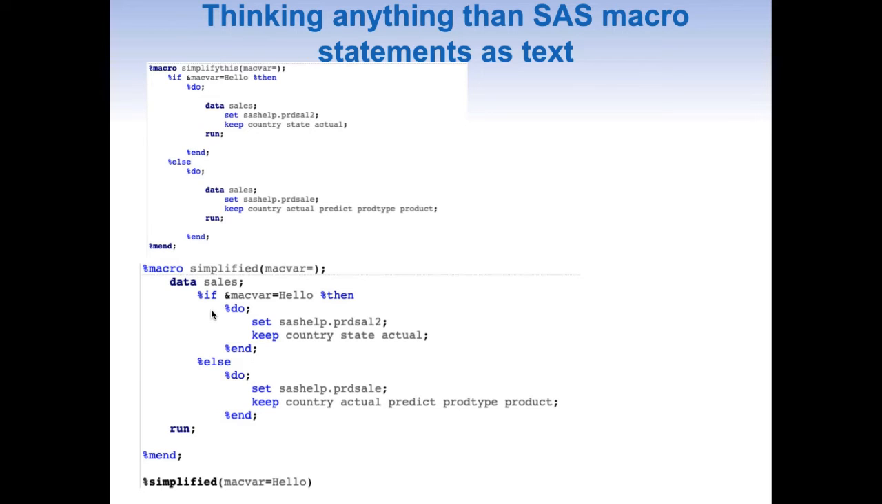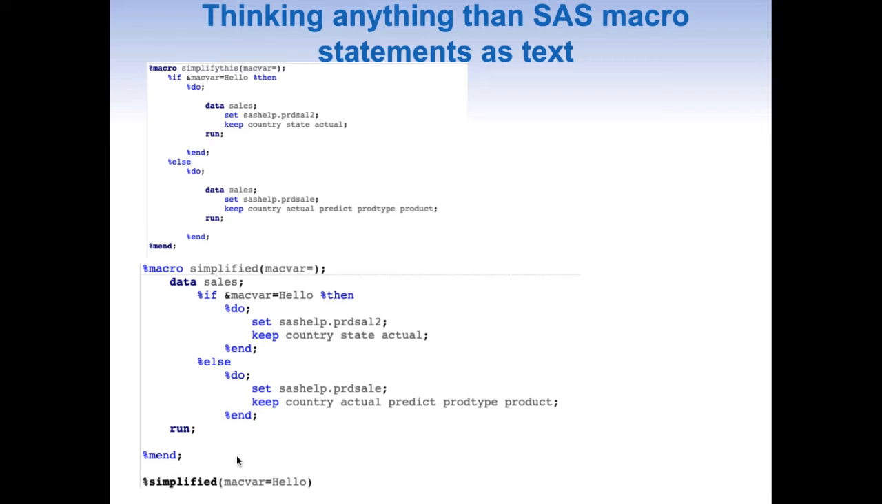So whenever the code gets executed, for example, whenever I pass the value of hello here, it becomes hello equal to hello, and it generates these 2 lines of text. And what happens is data sales is there on the top and run is there on the bottom, so it becomes data sales set SAS help.pid sale and the keep statement with few variables and then run.